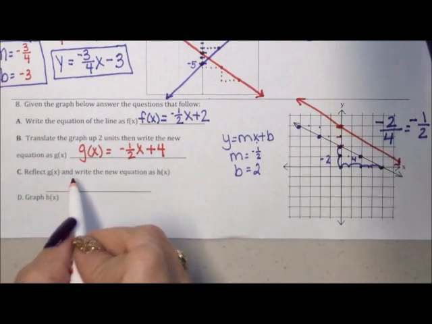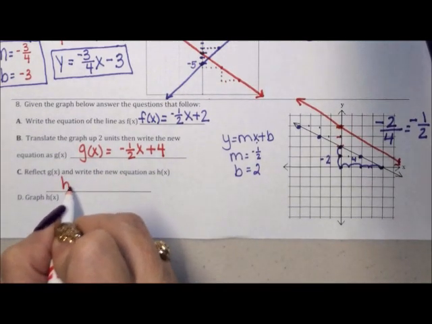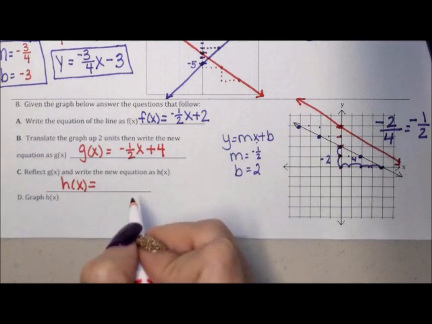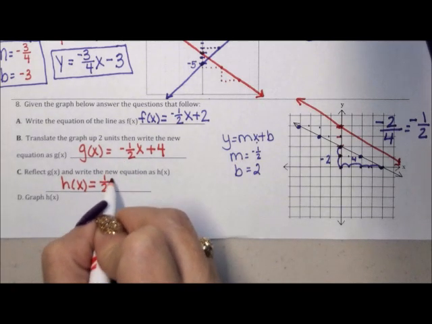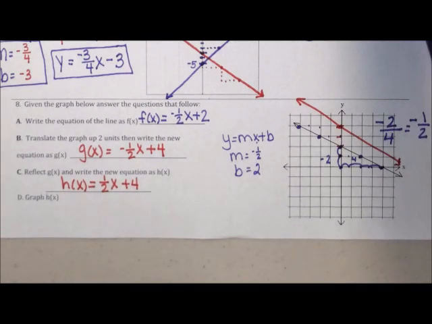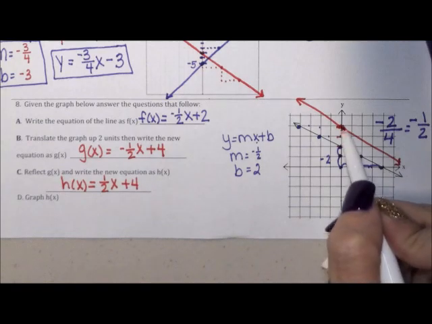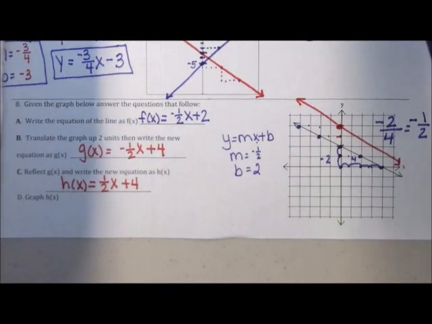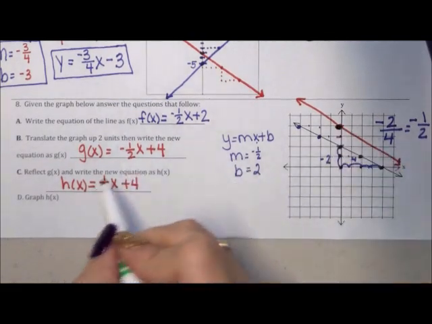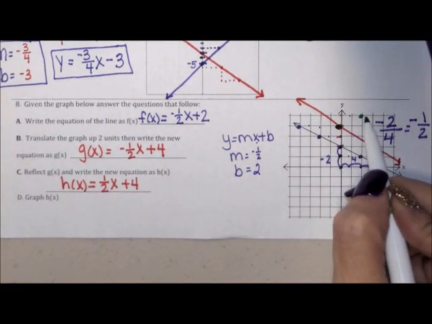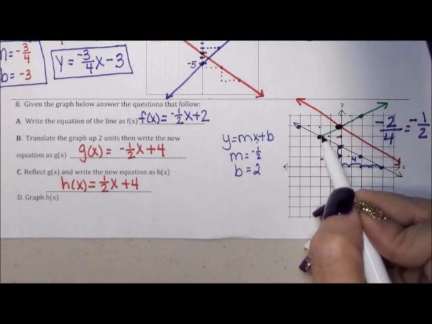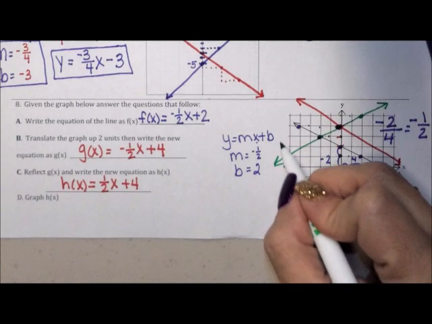Okay, reflect it and write the new equation h of x. Okay, so h of x, to reflect it, I just need to change the sign. So now it becomes positive 1/2 x plus 4. Graph h of x. So positive 4, we're right here. I'll use green. I'm right here. My slope is up 1 over 2. There's h of x.